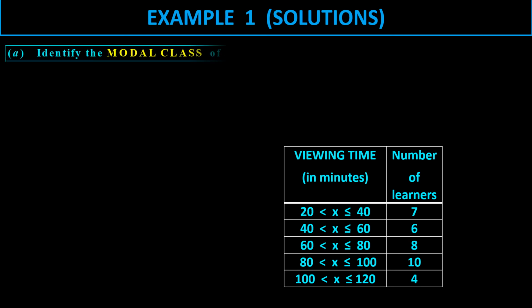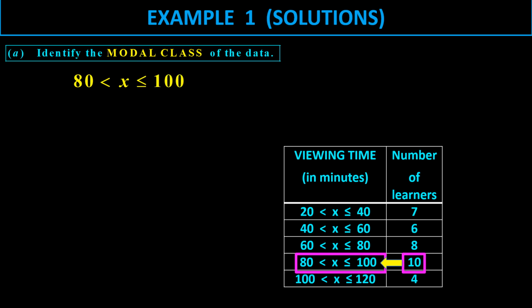So the first thing, identify modal. Modal is the most. So which viewing time occurs the most there? If we follow there, we can see 10 is the highest number of learners, and that goes from between 80 and 100. So the modal class there, I can't say the exact mode, but I can get the interval where we'll find the mode, and that is between 80 and 100, and that is the modal class.